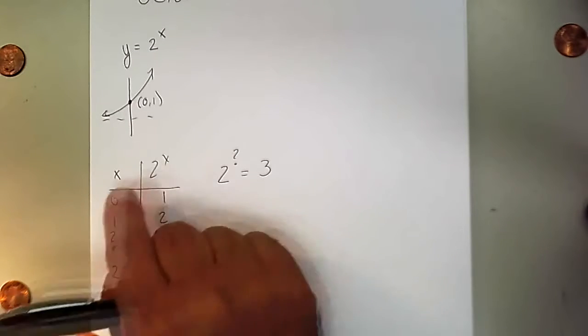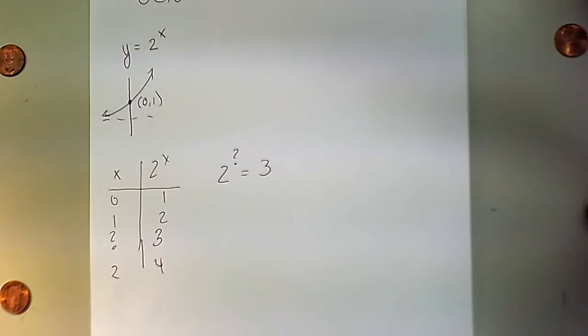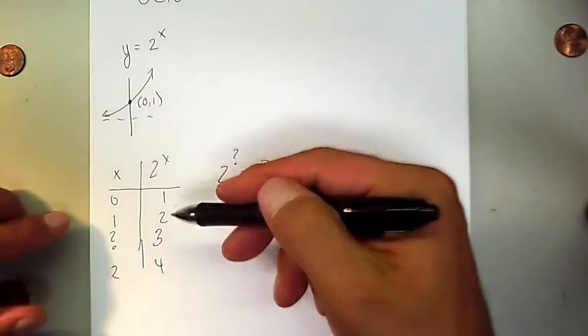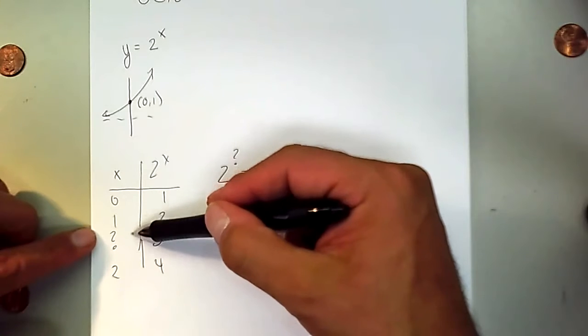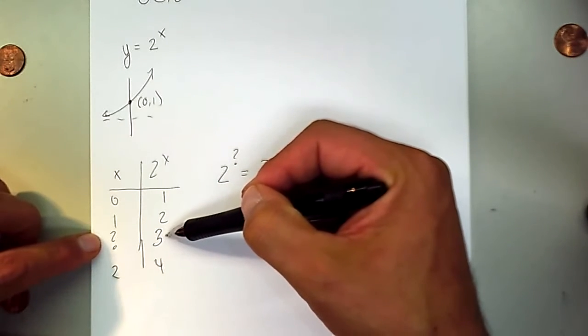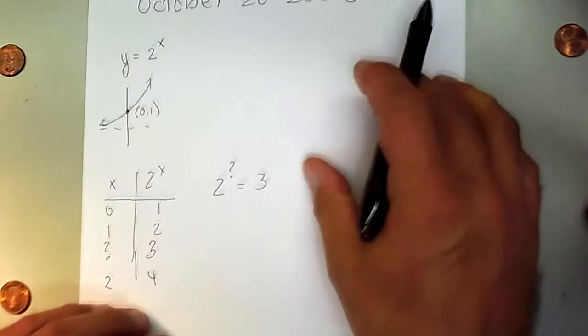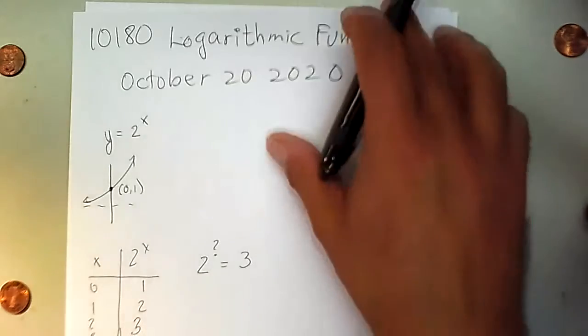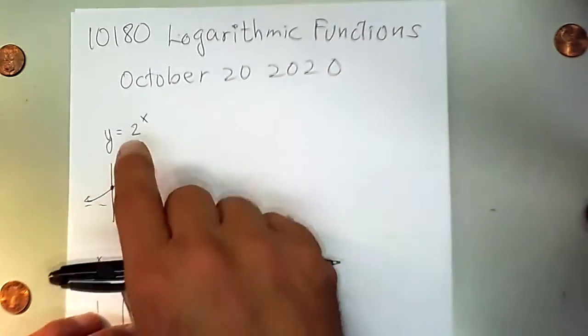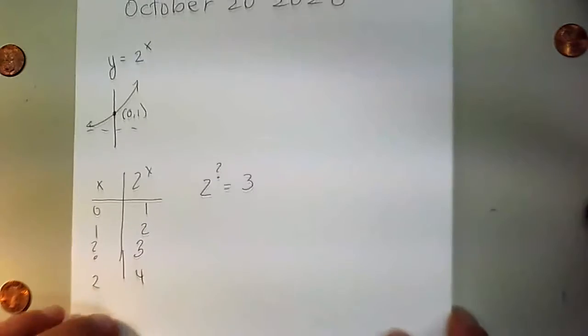Exponential behavior is not proportional. Very important. Things are not going to work proportionally. So there's an input that gives us 3, and we want to know, for example, what is that input? And that's one reason why we want to be able to use logarithms. So we have to be able to undo the 2 to the x. And so far, we don't know how to do that.